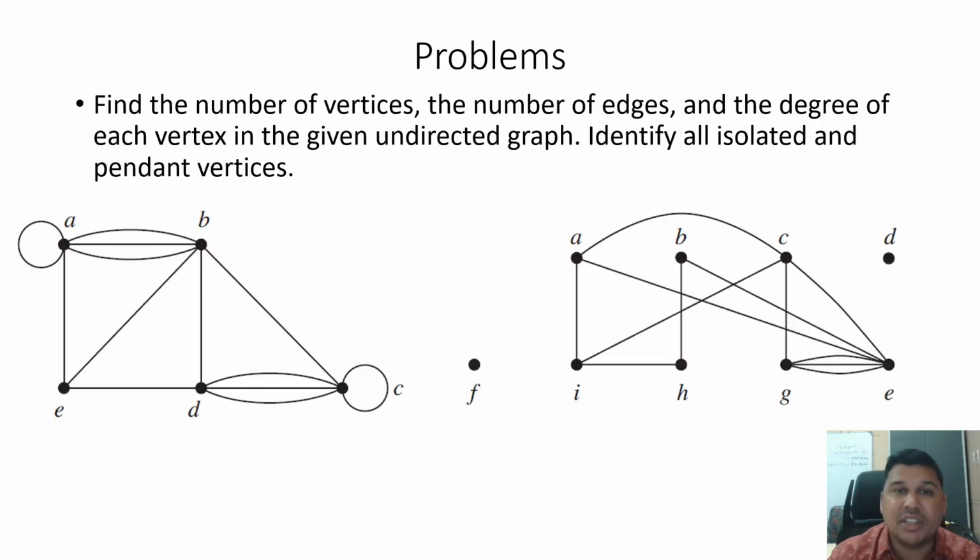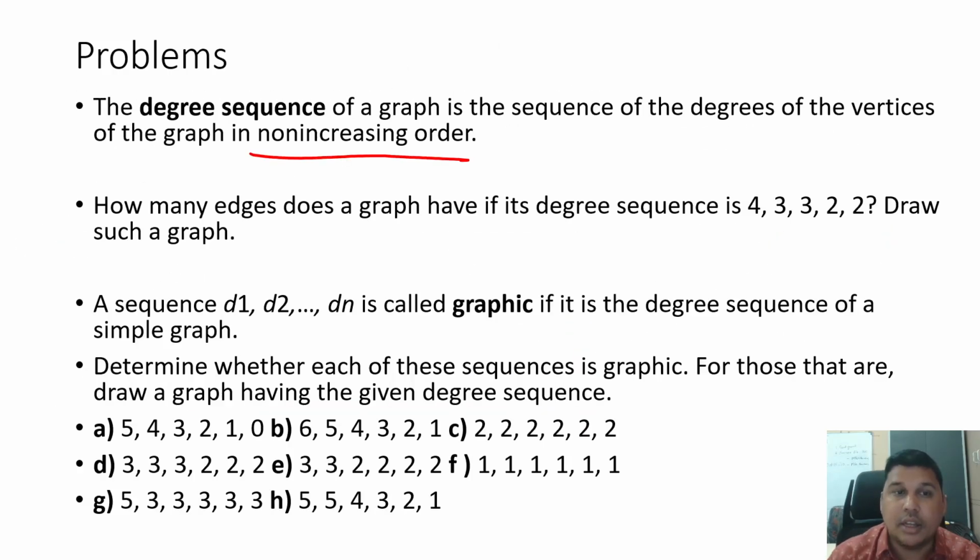So what is the problem here with the degree sequence? Given a degree sequence, find out whether we can draw a graph with that degree sequence. Before that, the sequence d1, d2, ..., dn is called graphic if it is the degree sequence of a simple graph. So this is called a graphic degree sequence if you can form a graph.